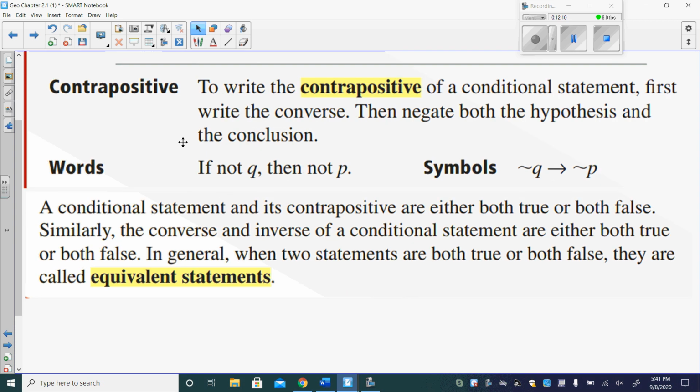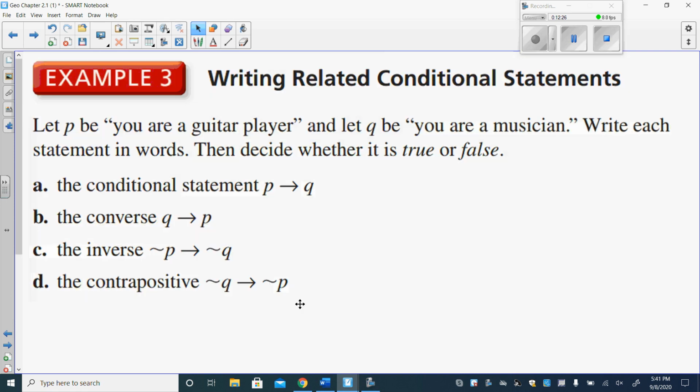Now a conditional statement is equivalent to its contrapositive. So the conditional statement and contrapositive are either both true or both false. Similarly, the converse and inverse of a statement are either both true or both false. In general, when two statements are both true or both false, they are called equivalent statements.